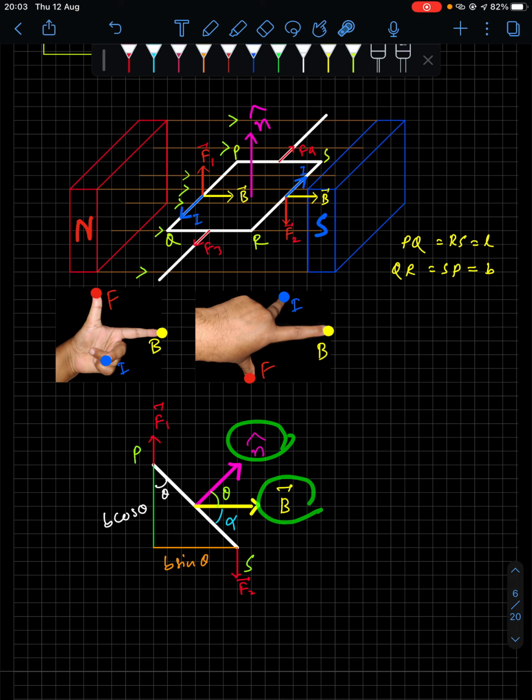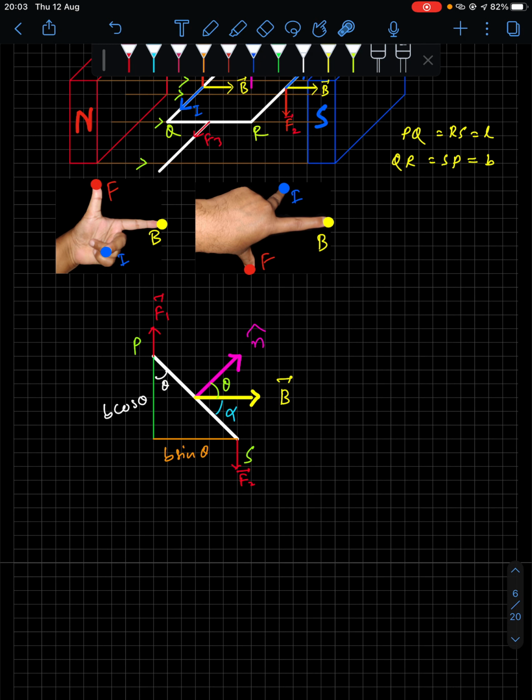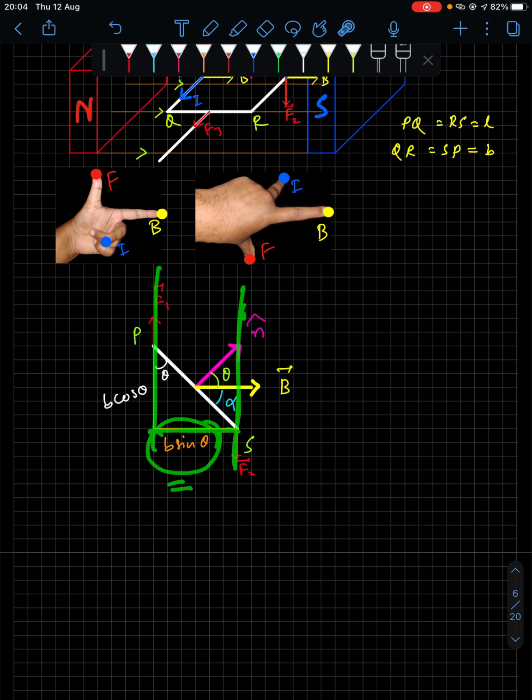Now n cap is making angle theta with B vector. Force F1 is acting upward at this point P. Force F2 is acting downward at this point S. Now if I ask you what is the perpendicular distance between these two forces, for that you have to extend these two lines, and you will say this is the perpendicular distance, which is B sin theta here. How B sin theta comes, we will see, but this is the perpendicular distance.